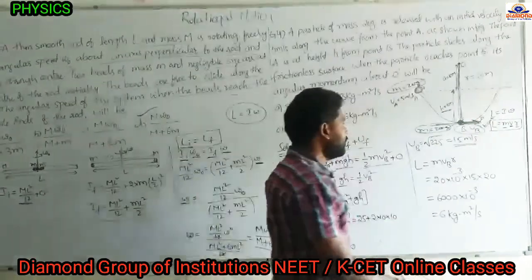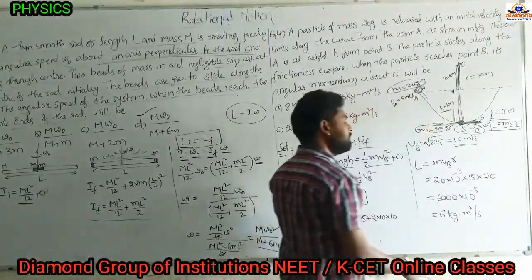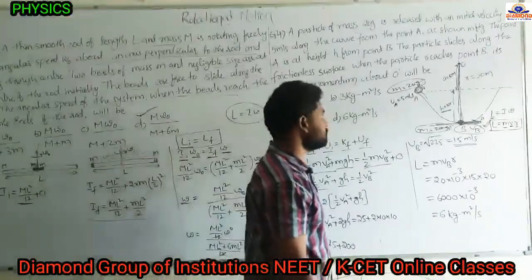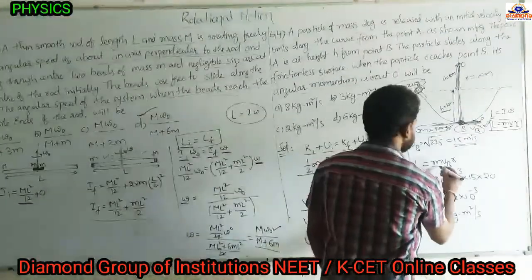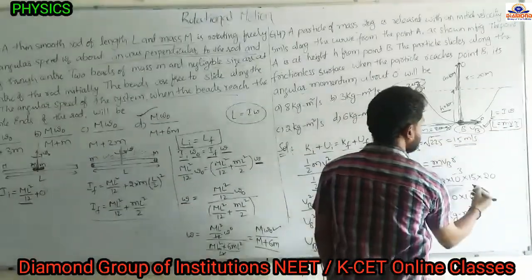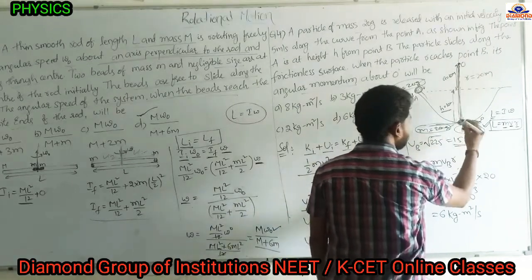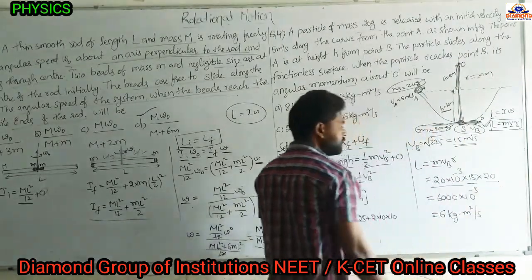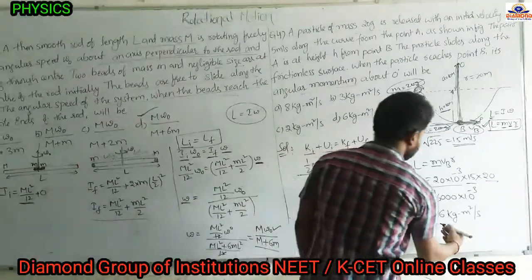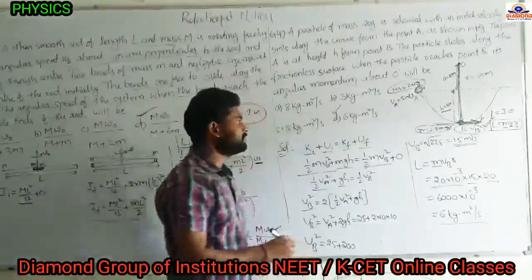So now the angular momentum formula equals mass into velocity into r, otherwise linear momentum into perpendicular distance from the axis of rotation. The mass of the particle is 20 grams, so 20 into 10 power minus 3. The velocity at B is 15 meter per second. The perpendicular distance from the axis of rotation is 20 meters. Substituting and simplifying, we will get the angular momentum as 6 kg meter square per second. So 6 kg meter square per second. Option D is the right answer.